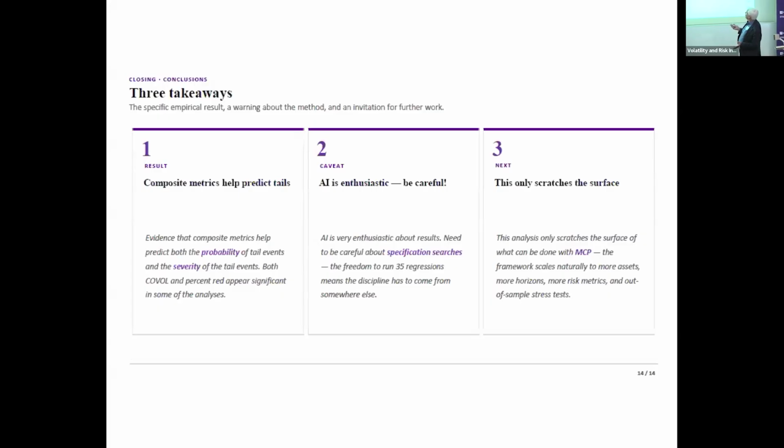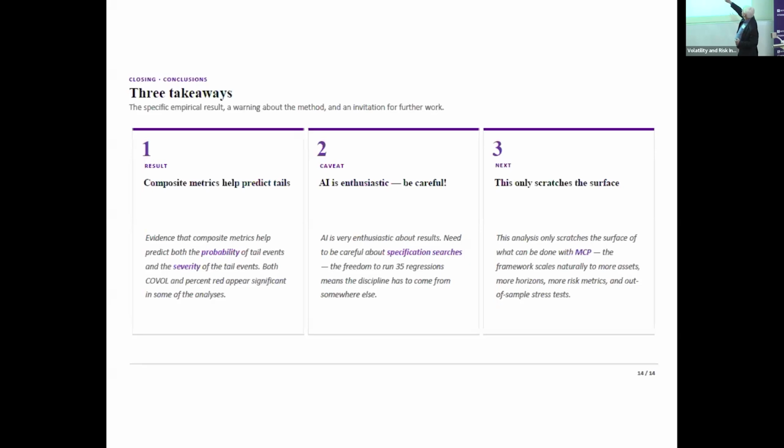So what are the takeaways? Composite metrics do help predict the tails. There's a lot of evidence in those pages that tells you that when you want to know the risk of the S&P, it helps to know what's going on in the rest of the world. It helps to know what's going on in other asset classes.